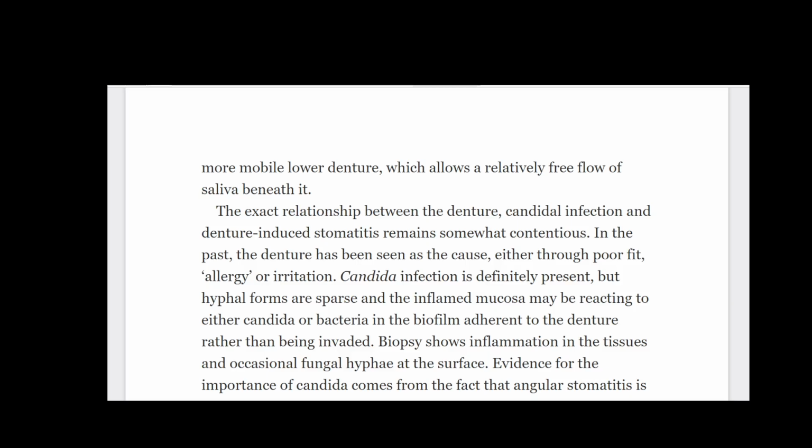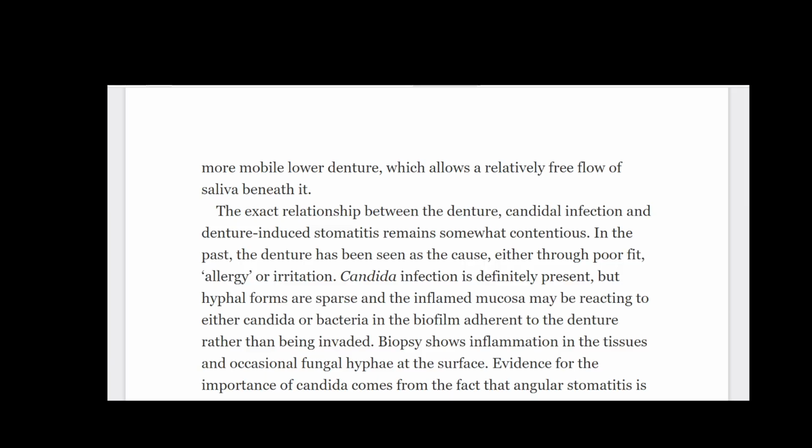beneath it. The exact relationship between the denture, candidal infection and denture-induced stomatitis remains somewhat contentious. In the past, the denture has been seen as the cause, either through poor fit, allergy, or irritation. Candida infection is definitely present, but hyphal forms are sparse and the inflamed mucosa may be reacting to either Candida or bacteria in the biofilm adherent to the denture rather than being invaded.